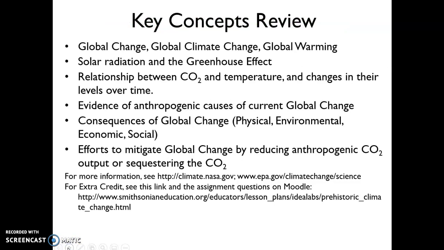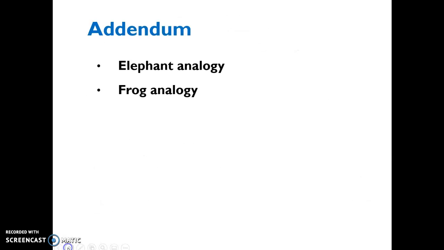Okay, so key concept reviews, you can read through those on your own. They're all the things that we've talked about. You might want to keep in mind that you do have an open response question for this chapter, and that nasa.gov climate website is a good source of information. I have some other slides for you, though, to just recap this chapter. So stay tuned. Here's the addendum.